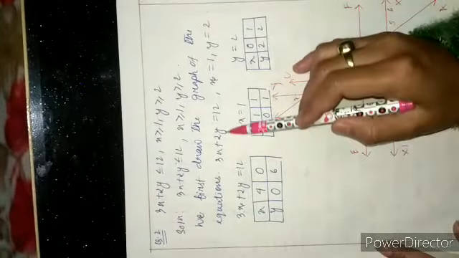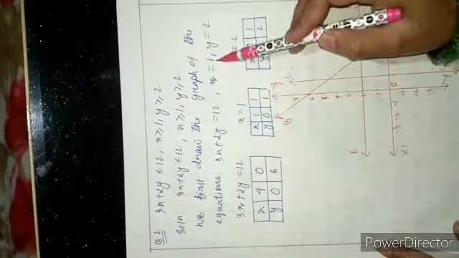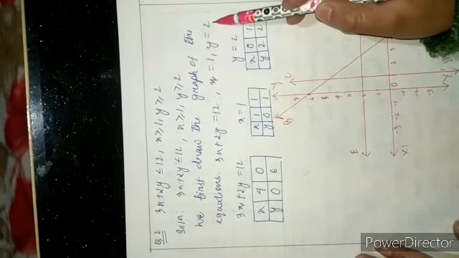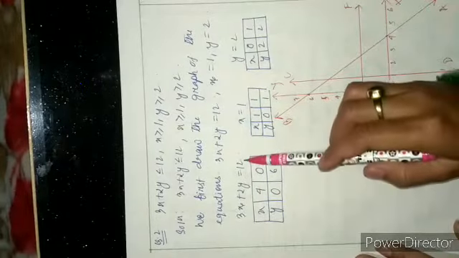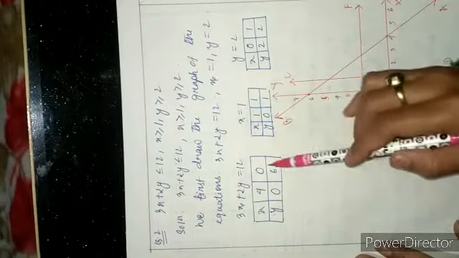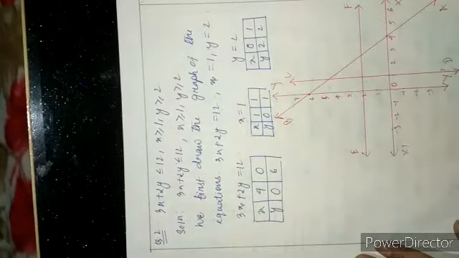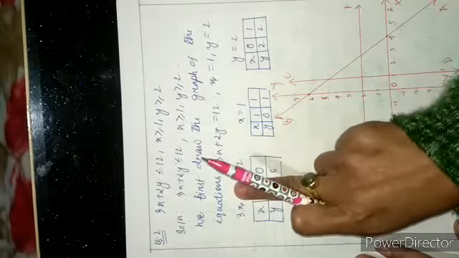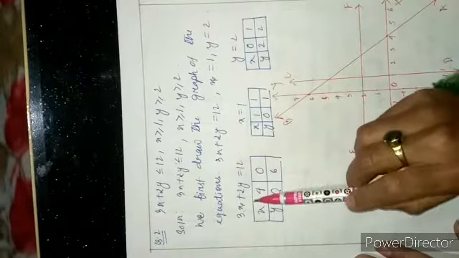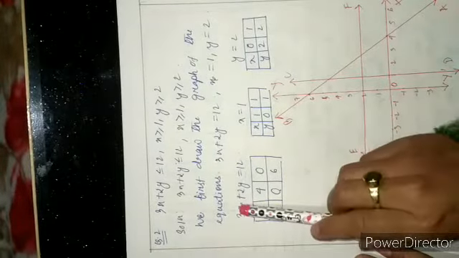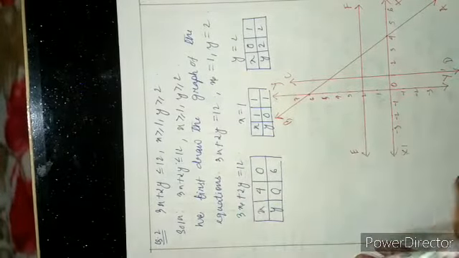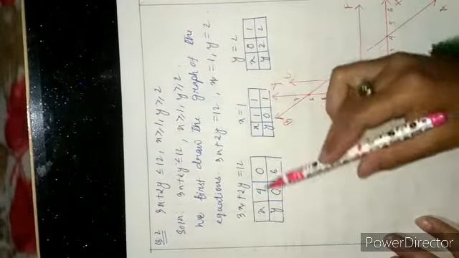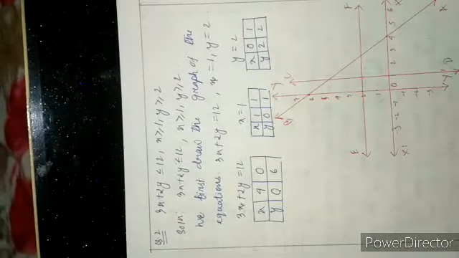First we draw the graph of the equation 3x plus 2y is equal to 12, x is equal to 1, y is equal to 2. First, the graph of 3x plus 2y is equal to 12. Find some other pair satisfying this equation. First put y is equal to 0. Then 12 divided by 3 gives 4. Then put x is equal to 0. So 12 divided by 2 gives 6.